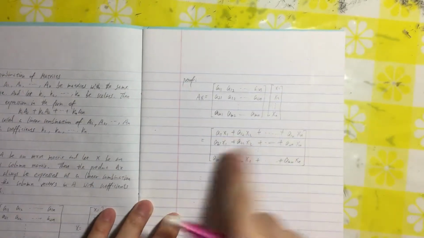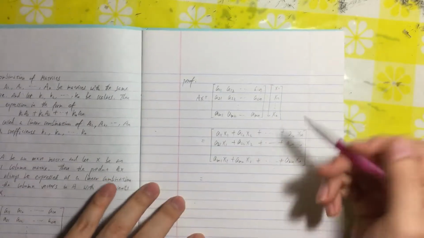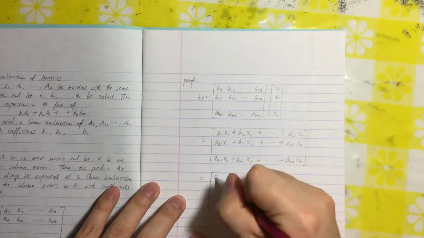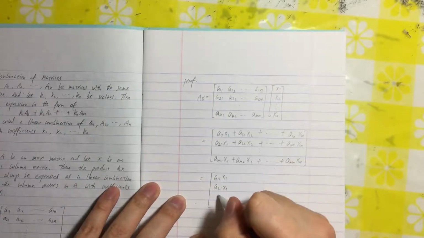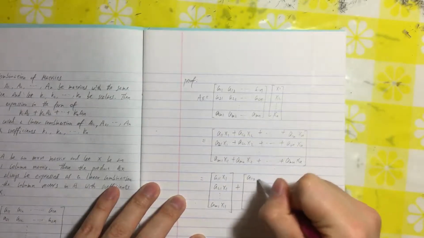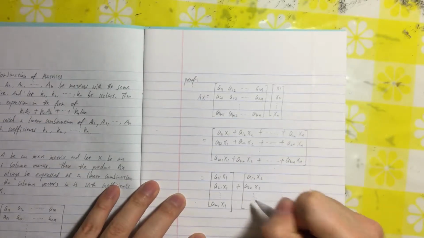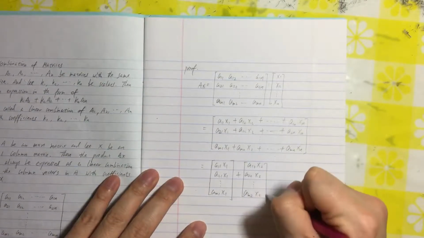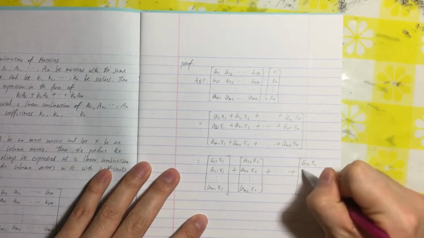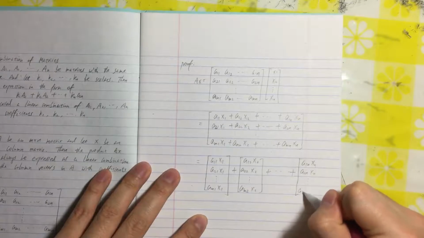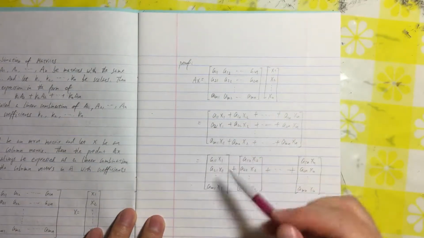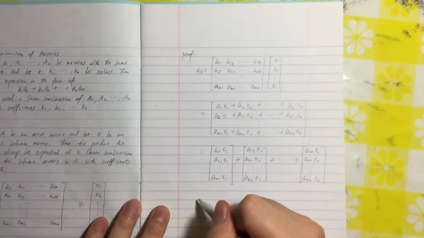Next, this is an m by 1 matrix. It can be rewritten, I can split the matrix, as A11 S1, A21 S1, and Am1 S1, plus A12 S2, A22 S2, and Am2 S2, and then plus until the last column, A1n Sn, A2n Sn, Amn Sn. I can split this matrix into n different matrices.